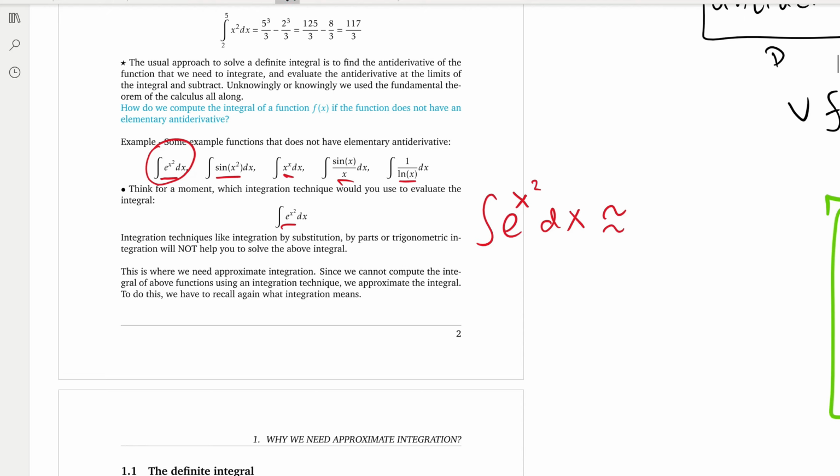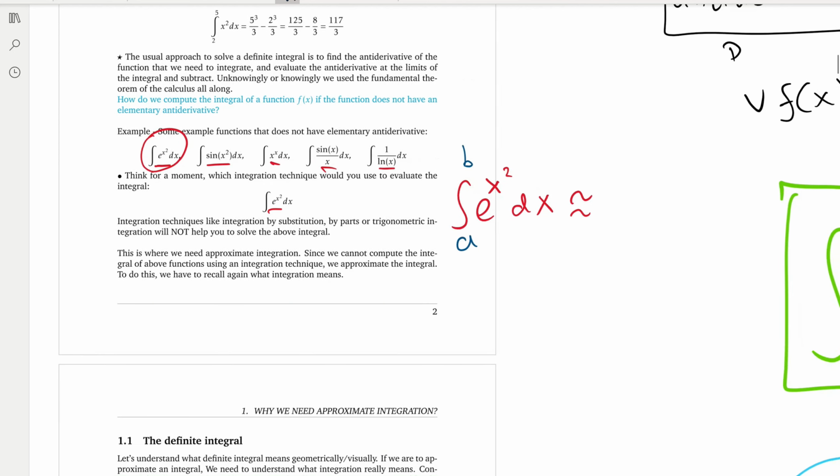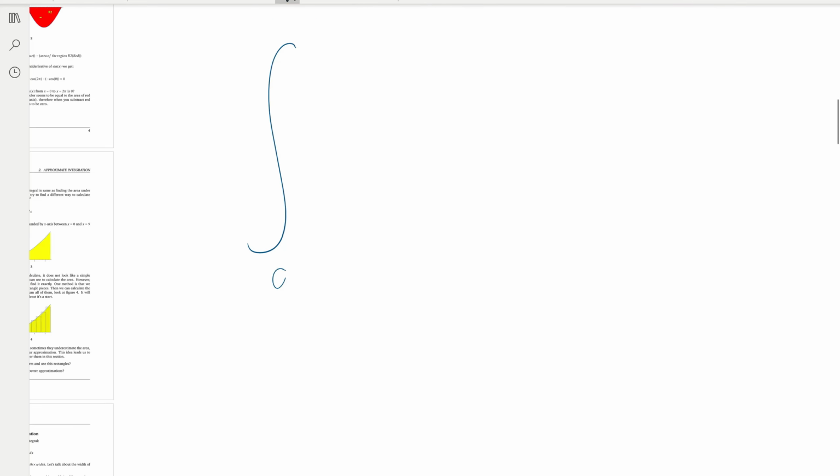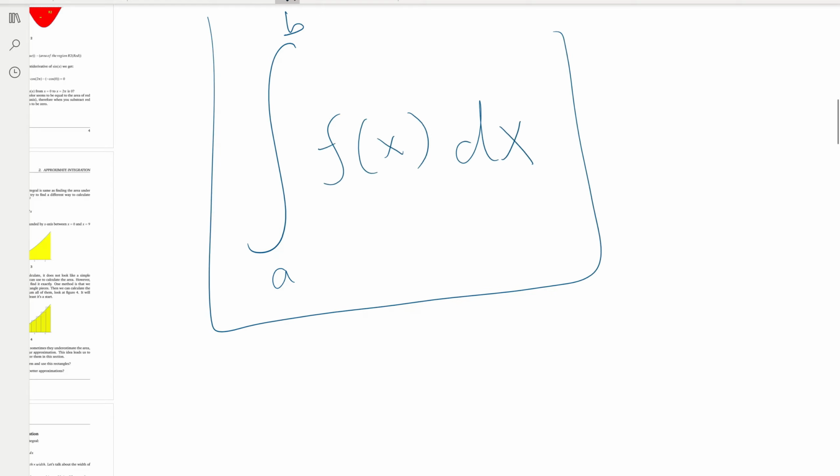These are definite integrals. So think about a definite integral. Let's make it general. Let's say you want to solve this integral, the integral of f, a definite integral going from a to b. Let's say you do not have an antiderivative as an elementary function.